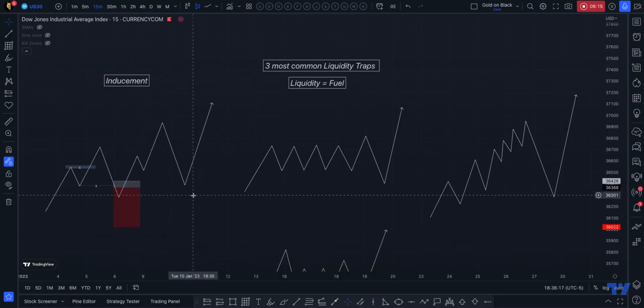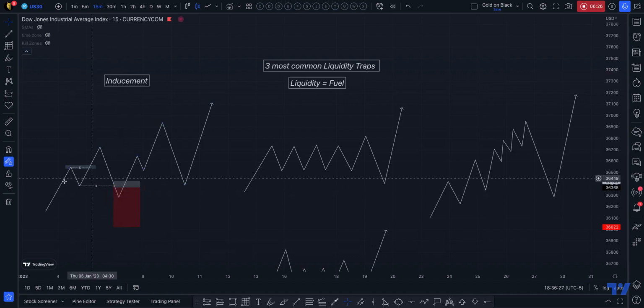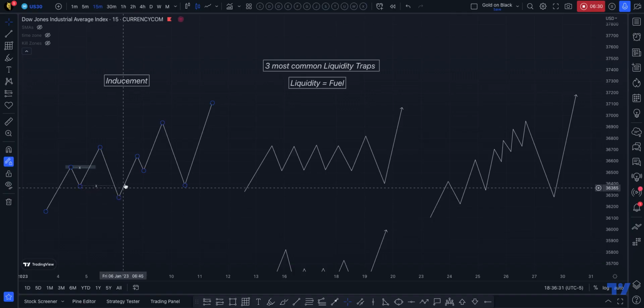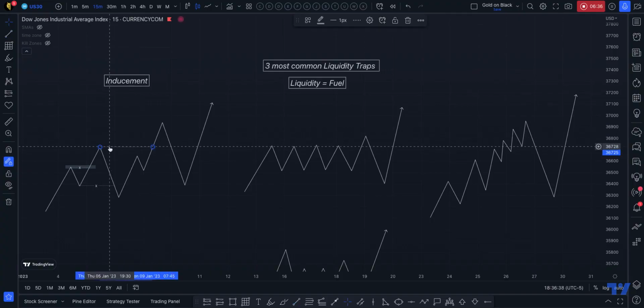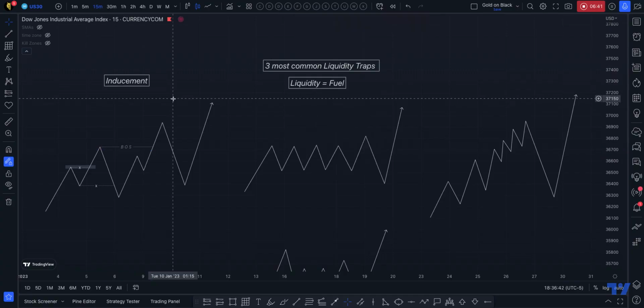Just an example, right? Guess what? The market is not ready to go down, right? It doesn't have the actual direction yet. It's just inducing. What the market is doing here is taking liquidity. After that liquidity was taken, price is now pushing up and finally breaking this structure, which is called the BOS. This is, in fact, a break of structure happening there.